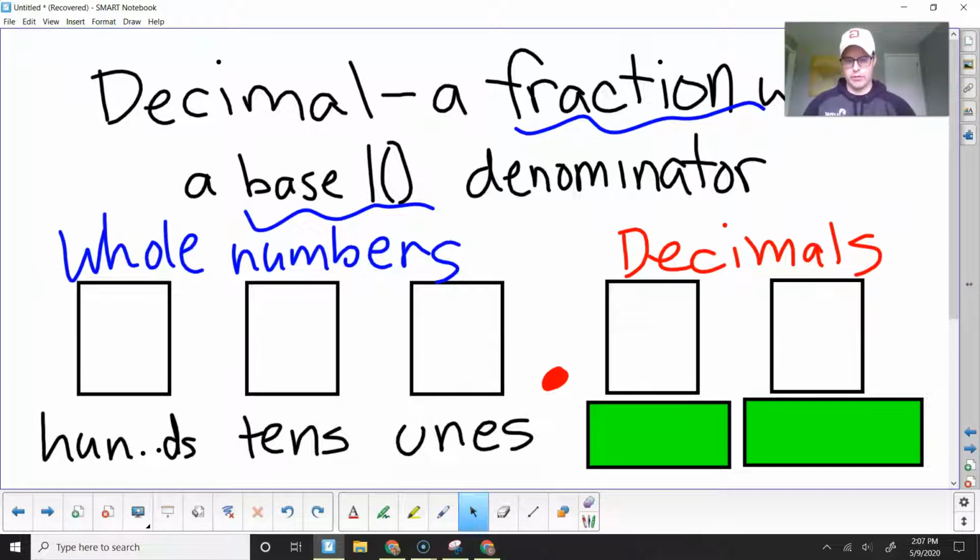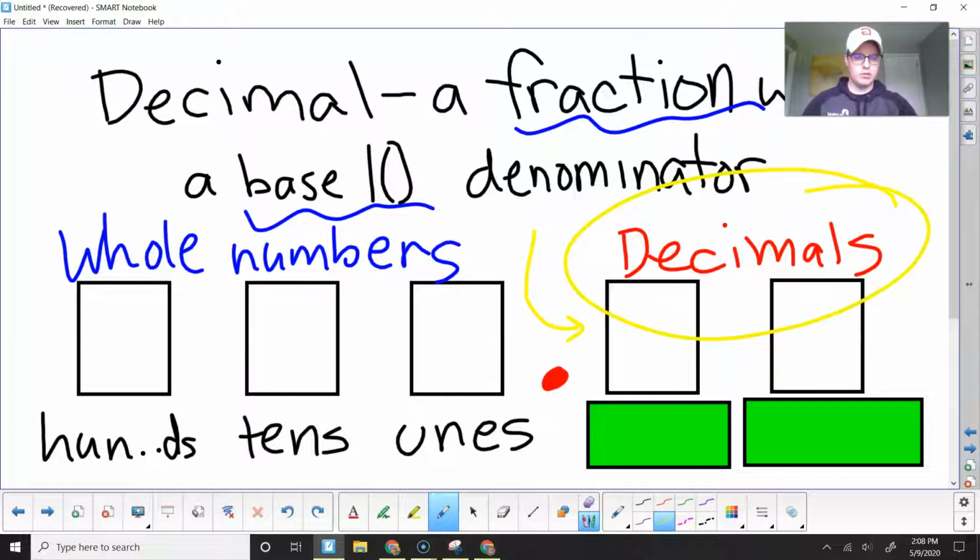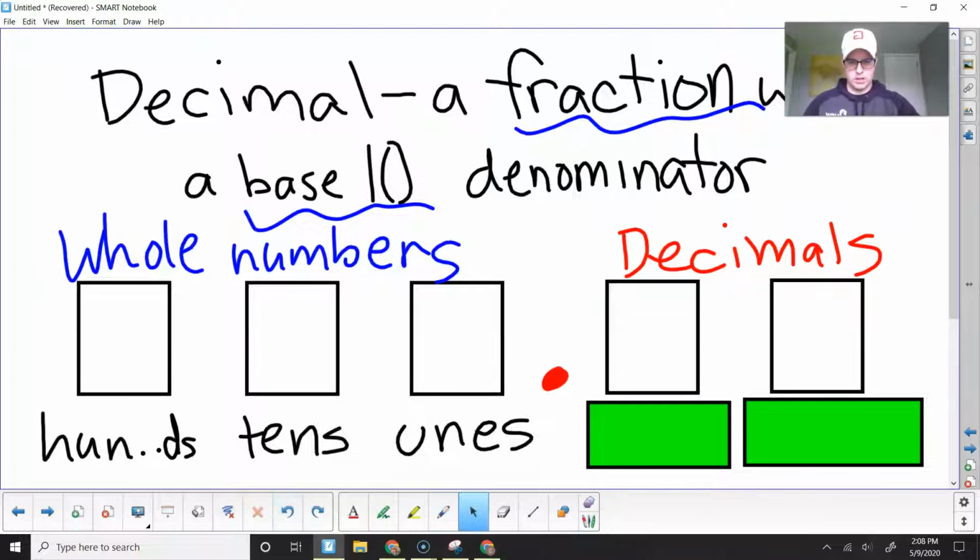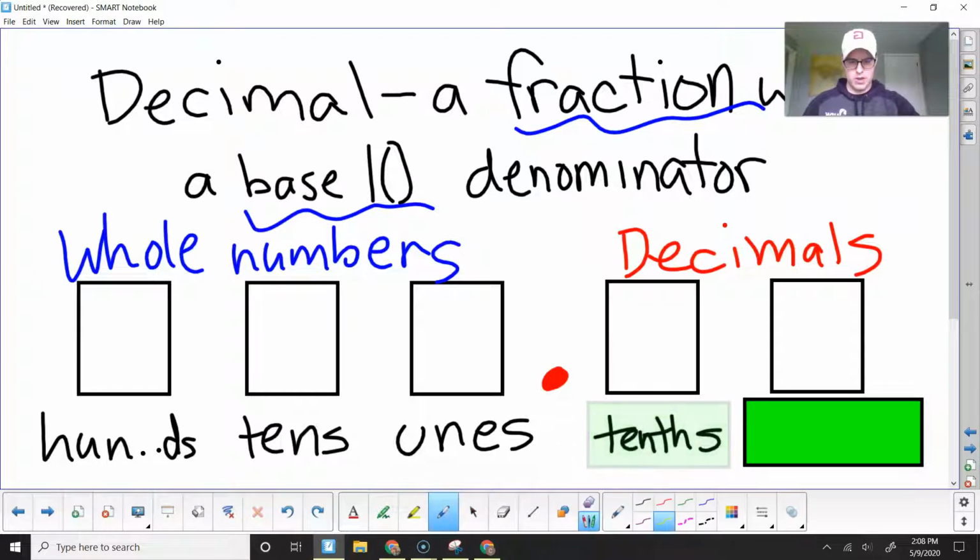Okay? Now, what if we wanted to go to the right. So everything to the left was a whole number. Everything to the right is called a decimal. A decimal means it is less than 1. So let's look at our very first place value right here. The first place value to the right of the decimal point is your tenths. So every single number that you put in here, every digit, is worth a tenth, 1/10. It takes 10 of them to equal 1 whole.